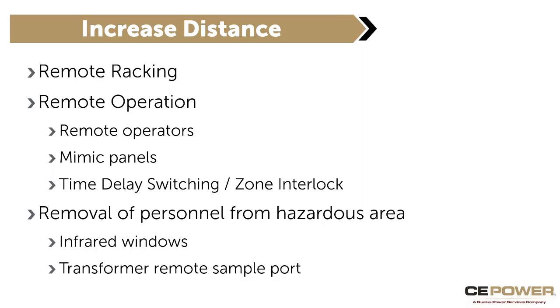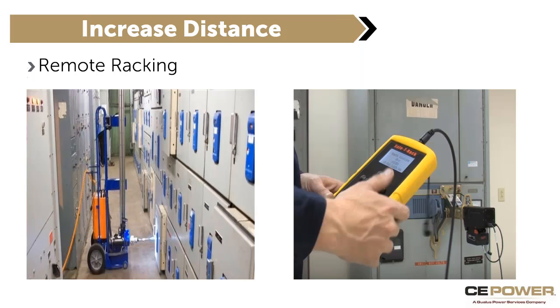So we're going to shift gears to increasing distance. So we're going to go through a few things here. Again, this technology has been around for a while, but very effective. Remote racking for both low voltage and medium voltage circuits and switchgear, remote operation, and removal of personnel from the hazardous areas. So these are pretty simple, pretty cost-effective means to protect personnel.